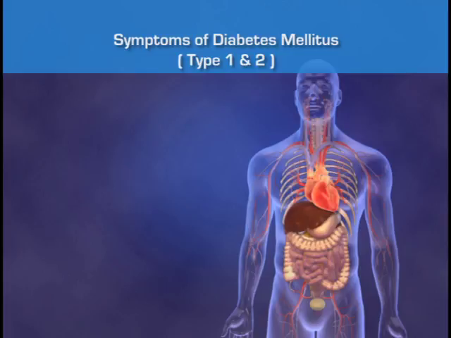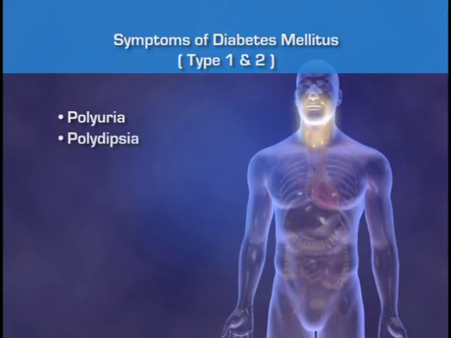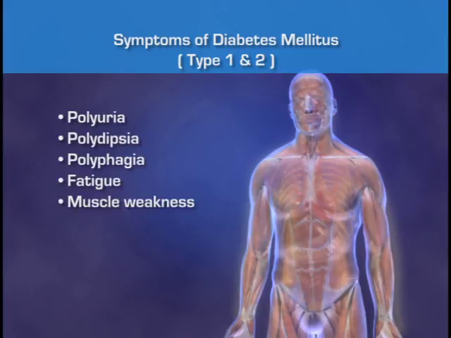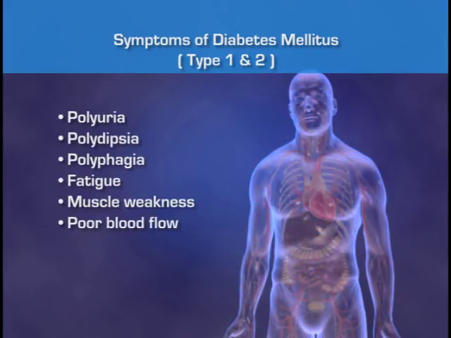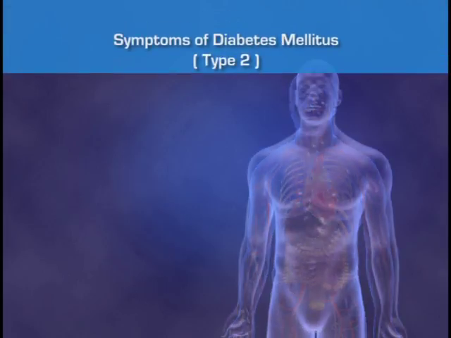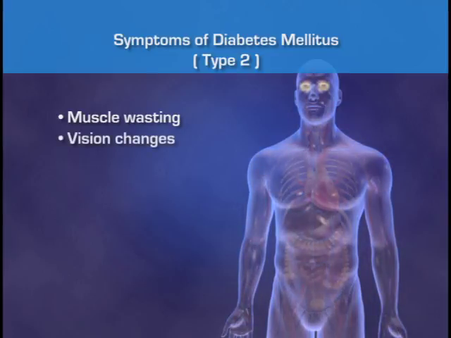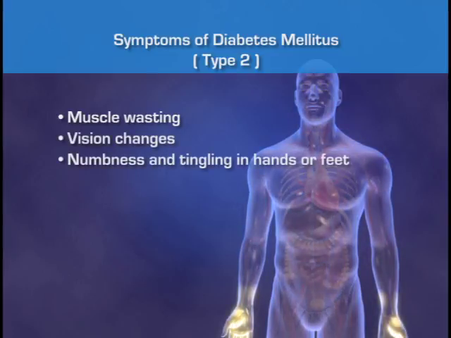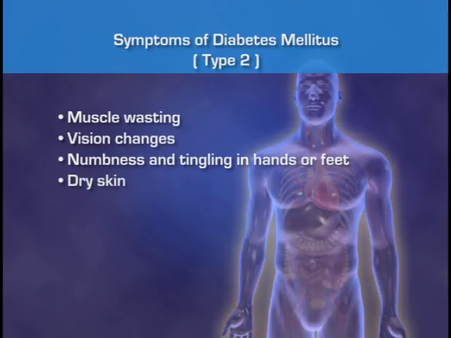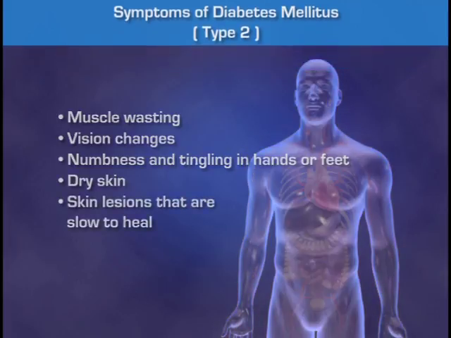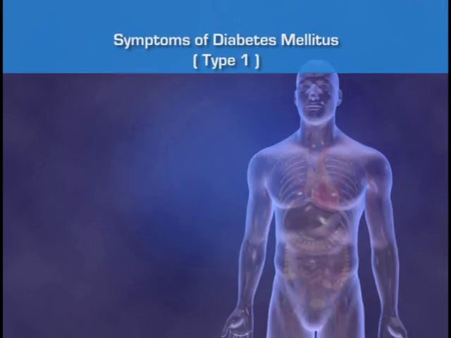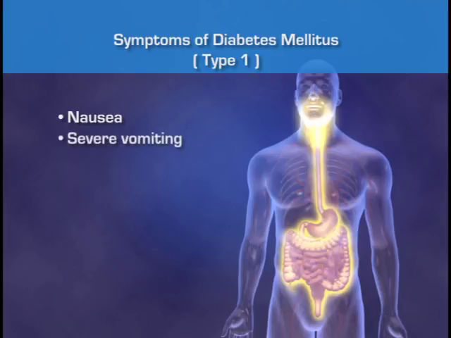Symptoms of type 1 and type 2 diabetes mellitus include the three Ps: polyuria, polydipsia, and polyphagia, which is excessive hunger. Other symptoms include fatigue, muscle weakness, and poor blood flow, which leads to further fatigue. Type 2 diabetics may also present with other nonspecific symptoms, including muscle wasting, vision changes such as blurring, numbness and tingling in hands or feet, dry skin, and skin lesions that are slow to heal. Type 1 patients may also experience nausea, severe vomiting, or abdominal pains.